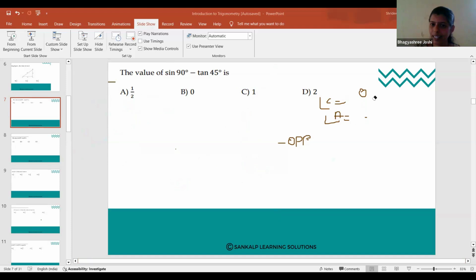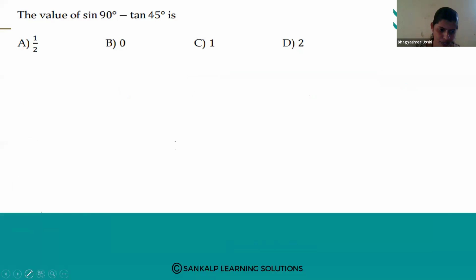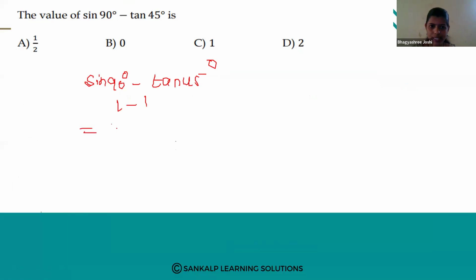Yes, sine 90 degree is 1 and tan 45 is also 1. So substitute the value of sine 90 degree and tan 45 degree. Sine 90 degree minus tan 45 degree. Sine 90 degree is 1, tan 45 degree is 1. Therefore, 1 minus 1 is 0.